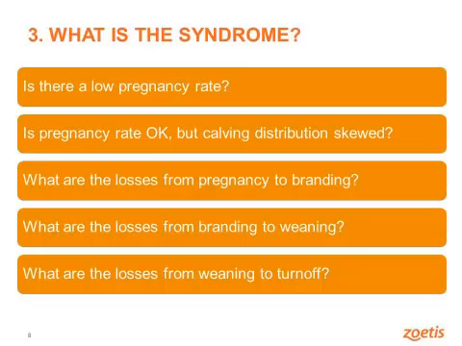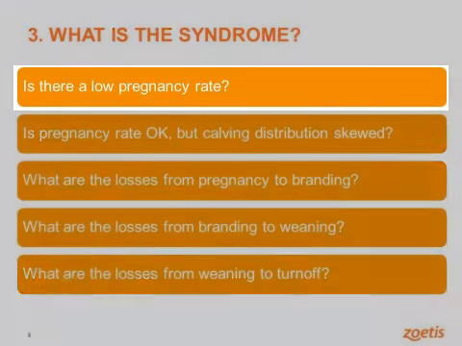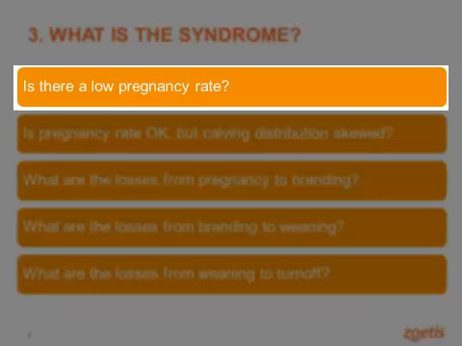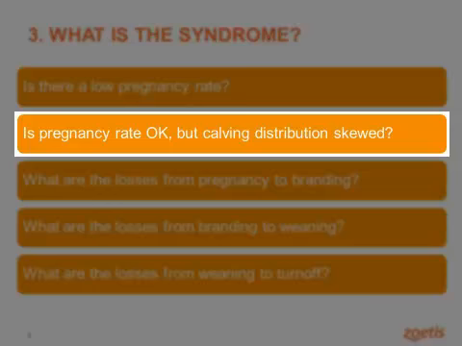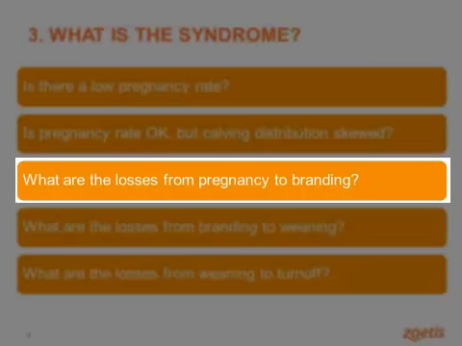The next question is, what is the syndrome? Is there a low pregnancy rate? Assuming that pregnancy diagnosis is being undertaken. Is the pregnancy rate okay, but the calving distribution skewed? So are we getting more late calves compared to early calves, instead of having the optimum calving distribution where we get the vast majority of calves born within the first 1 to 2 months of the calving period? What are the losses from pregnancy testing to branding?